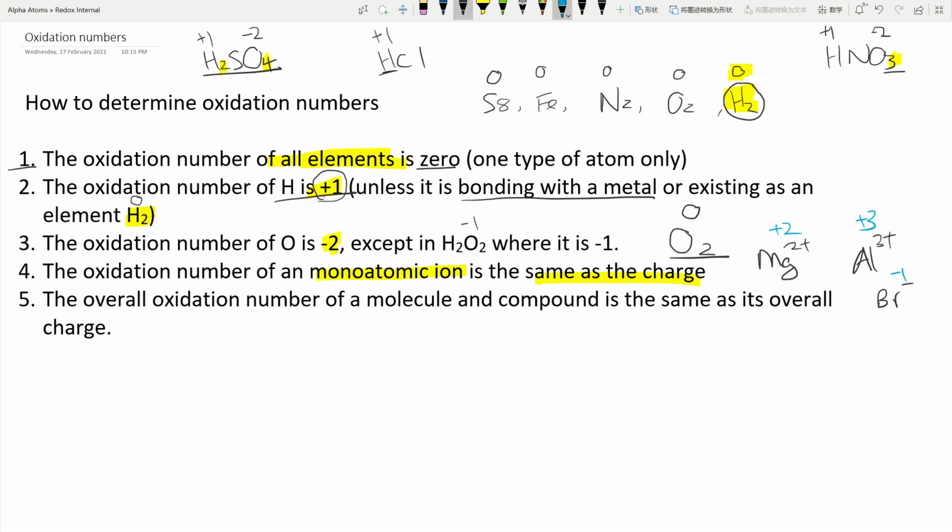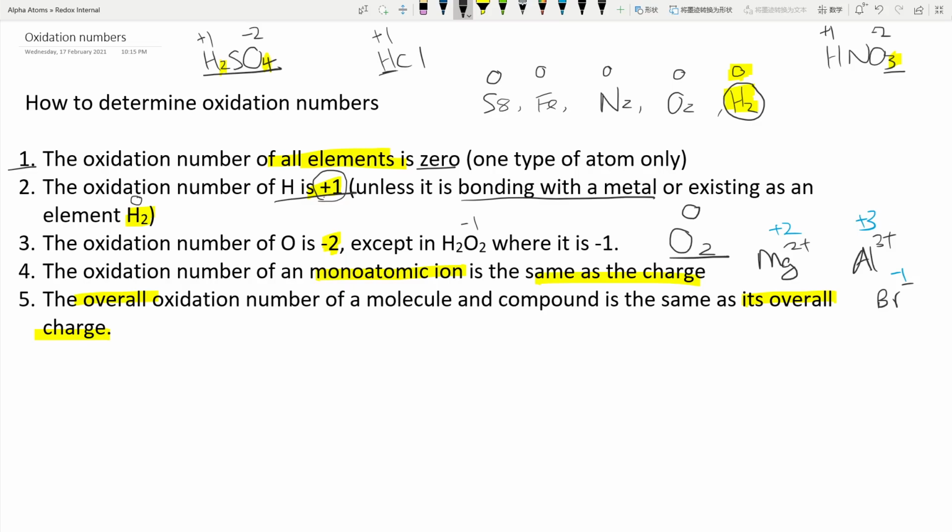Now, number 5, this is where we'll put it all together. The overall oxidation number of a molecule and compound. Now, sometimes different texts will break it down into 2 separate rules. I just want you to remember the overall oxidation number is the same as its overall charge. Now, what does that mean? This rule on its own is actually not that useful, because, I'll get to that a bit later towards the end of the video, you don't compare the overall oxidation number at all. That will be very, very incorrect. If you do that, there's a straight cross and you're not going to get any tick out of it.